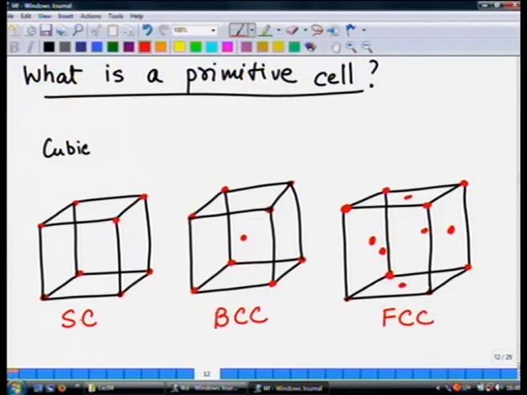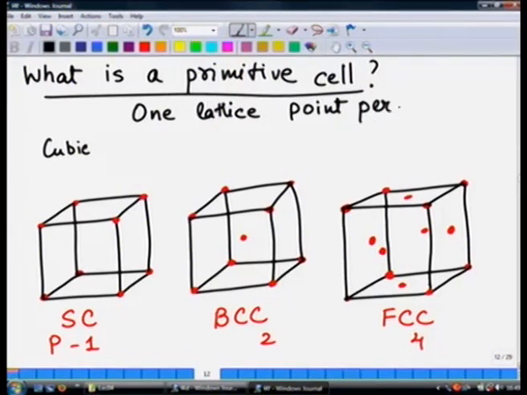Notice how many lattice points we have per unit cell. In this cell with lattice points only at the corners, I have one lattice point per cell, which in this case we call a primitive cell, you will recall that. And then the body centered has two, this has one point, this has 2 points per unit cell, and this has 4 lattice points per unit cell. So the definition of a primitive cell is one lattice point per unit cell.